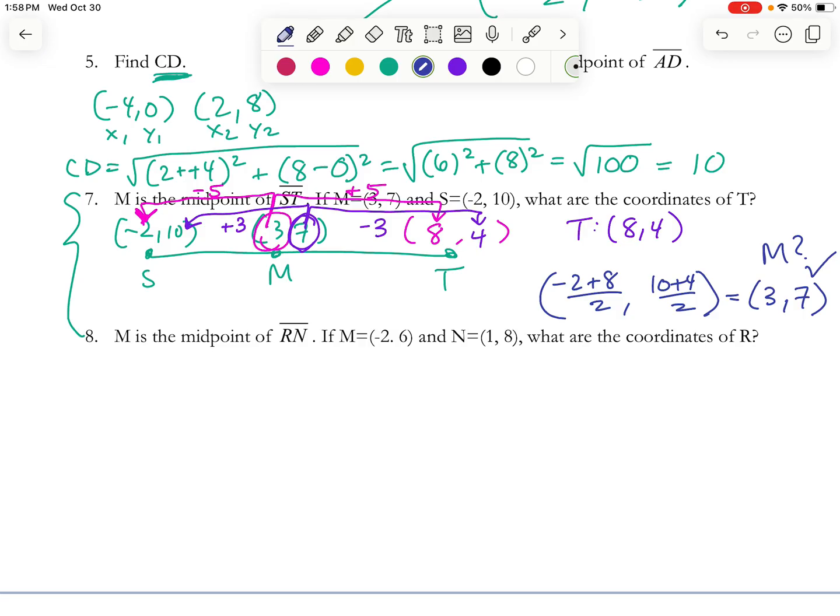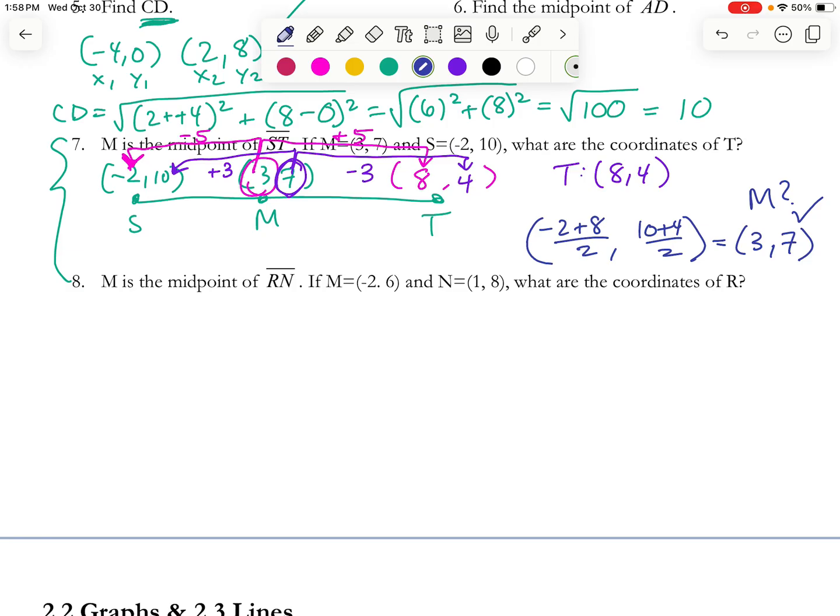Okay, let's try one more of those. And again, we're looking out for this because we notice we're given M as the midpoint of RN. We're given the midpoint and one of the endpoints, and we're looking for the other endpoint. So let's draw this up. R, M is the midpoint. N is the point that's down here. We have N is (1, 8). M is (-2, 6).